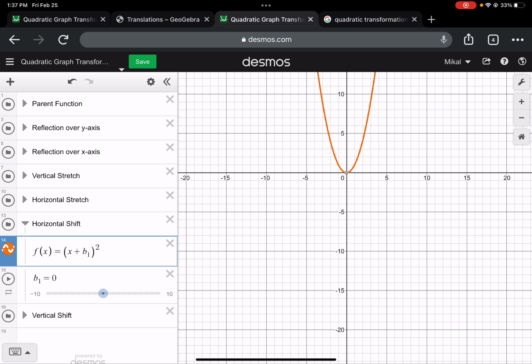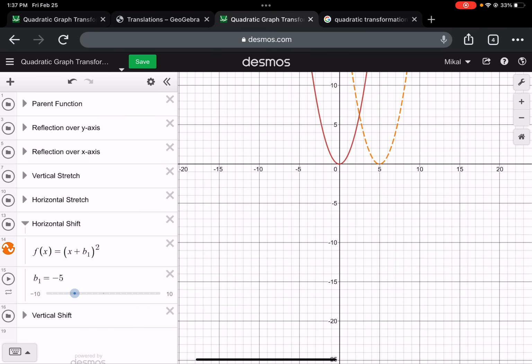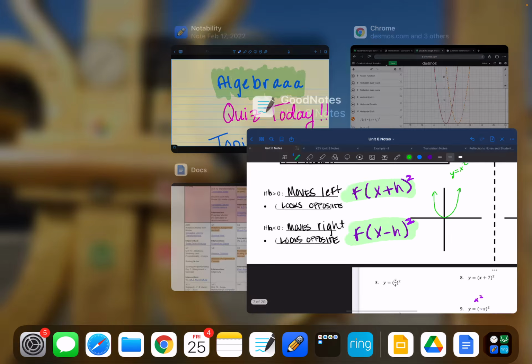All right, so I turned on my horizontal shift. I'm going to play it so you see what's happening. You see my b value is positive, but it's moving left. Now, as my b value becomes negative, right, it's moving right. So that's what happens in a horizontal translation. All right, press pause. Here we go.